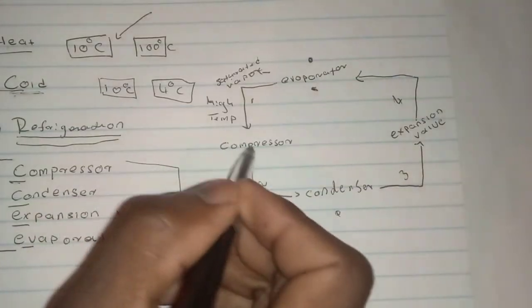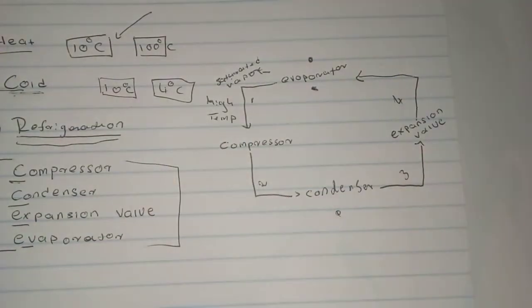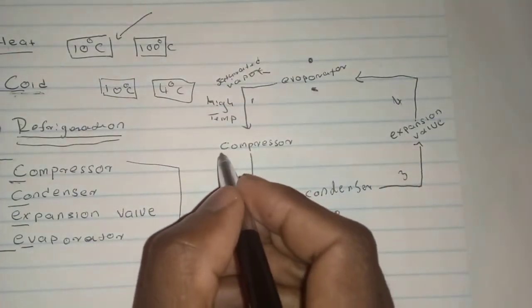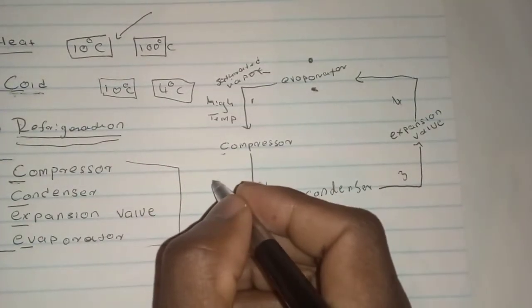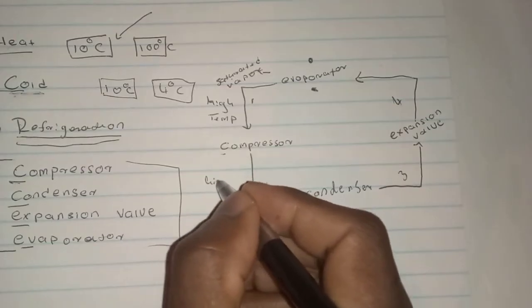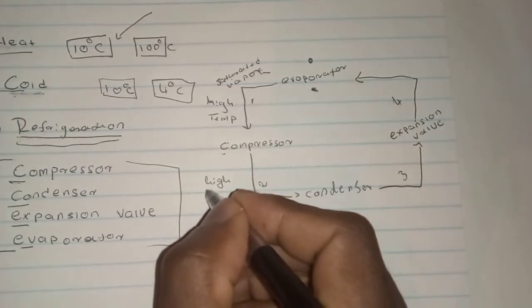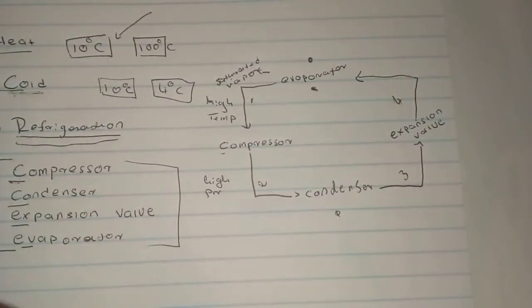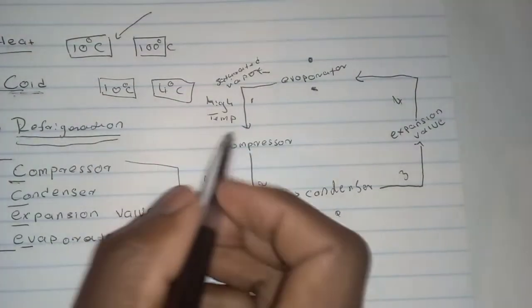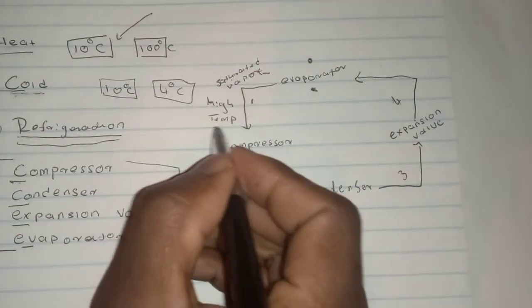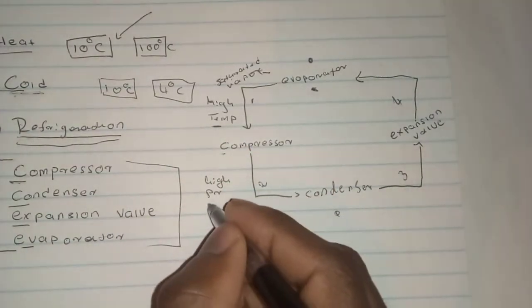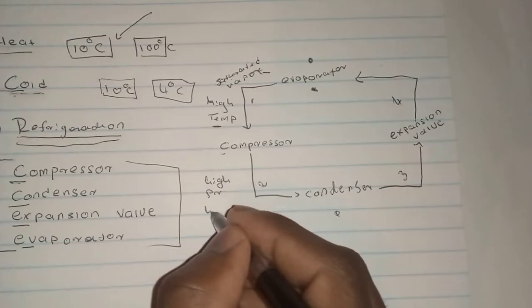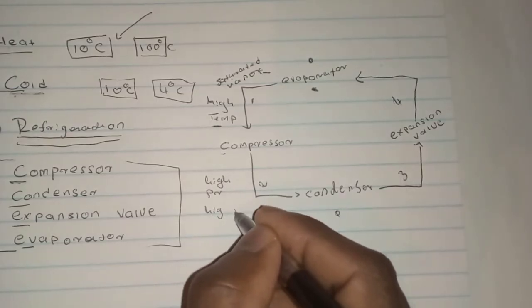And then now we pass it into the compressor. We know the job of a compressor is to increase pressure. So when it passes through the compressor, it will raise its pressure. It will be high pressure. And we know when pressure is increased, when we are compressing something, the temperature will also rise. So it becomes even higher temperature than it was in this state. It becomes a high pressure, high temperature refrigerant.